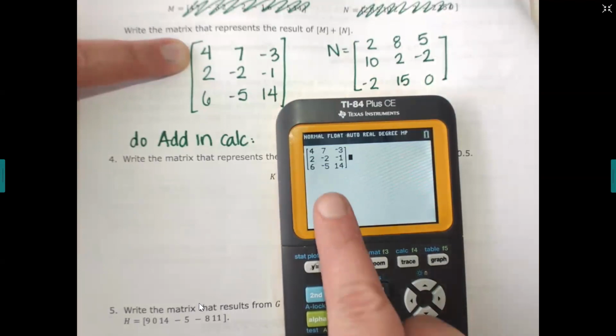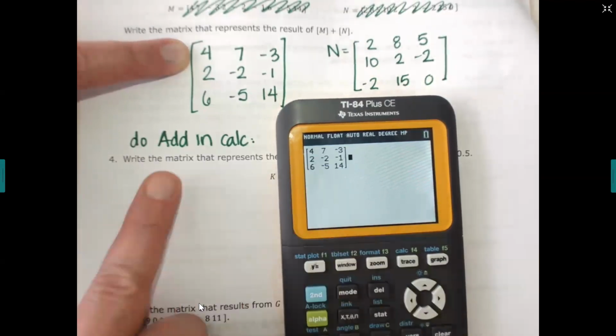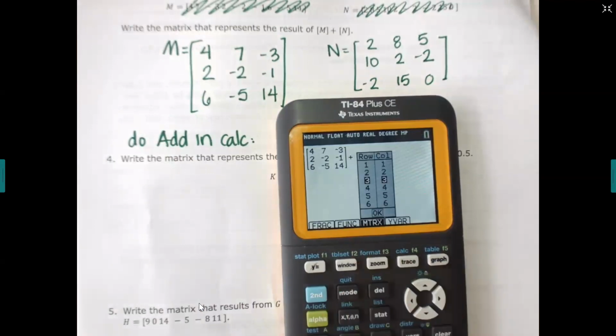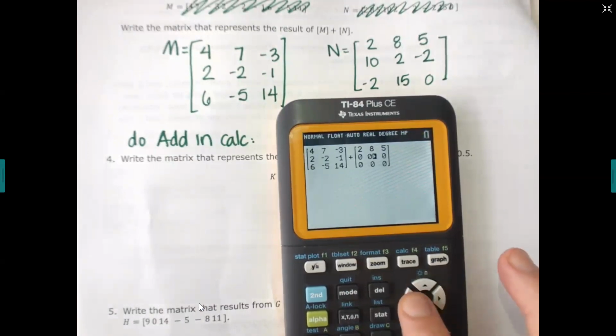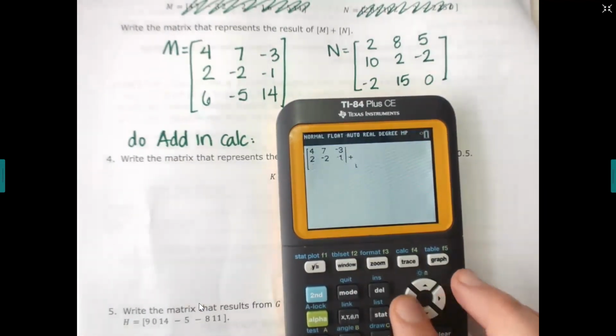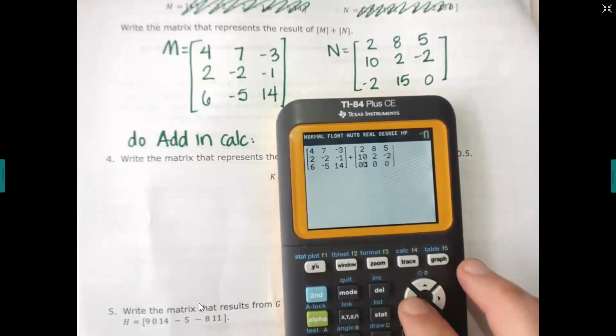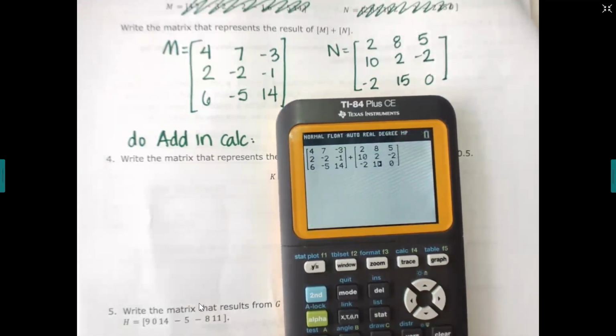Okay, so now we have matrix M. And then if we're adding, I'm gonna put a plus. And then I'm gonna put matrix N right behind it. And now you don't have to do them by hand at all. They should have showed you how to do it by hand, but now you don't have to anymore. Okay, and then once you have it like that, push enter, and it should give you the answer. That way you don't have to do it by hand.